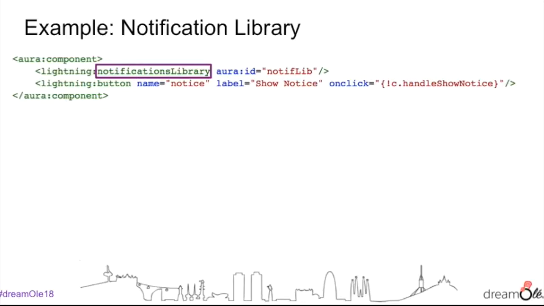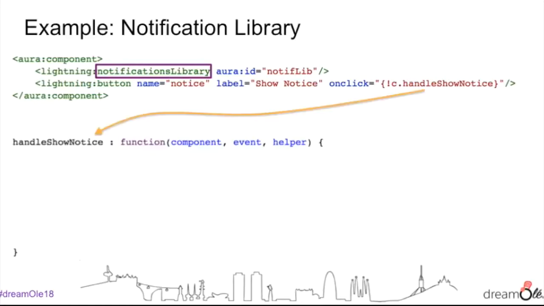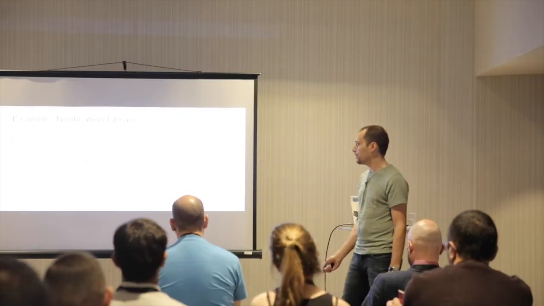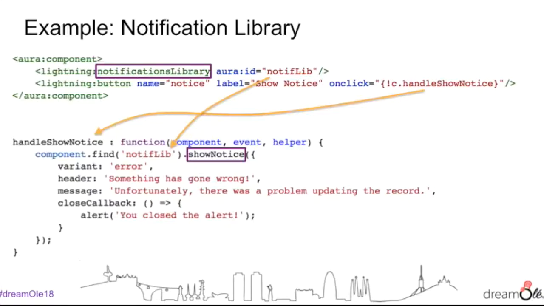Now, on the handler of the click button, we have declared a JavaScript function. When you click, it will trigger this code. And what this does is that first, it retrieves the service component by using the Aura ID, so you do a find. And then it calls an Aura method from this service called showNotice. ShowNotice is one of the methods that is provided by the notification library, and this is what will do the rendering of the component. And then you can just pass the required parameters.